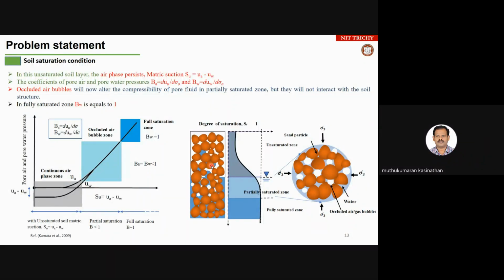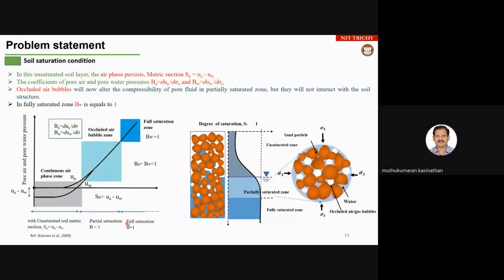Just to have a look at this conceptual formulation with respect to liquefaction mitigation or induced partial saturation. What is really happening during induced partial saturation under earthquake conditions? You look at here, this is the overall scenario with respect to the pore pressure development with the degree of saturation. The parameter B represents the degree of saturation.